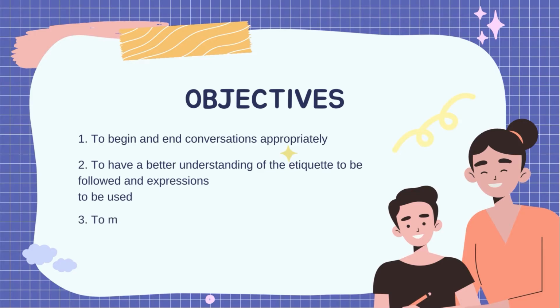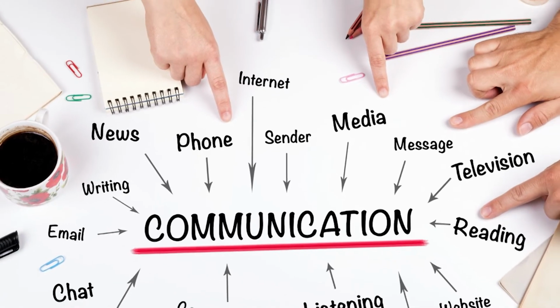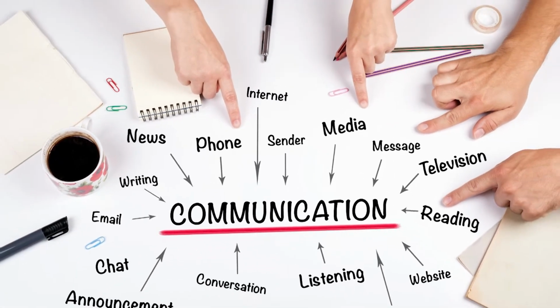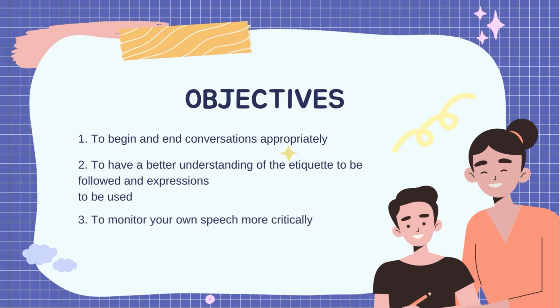And the third objective is to monitor your own speech more critically. Again, this is very important because what we are saying should be communicated really well to others. Otherwise, the communication will be disgruntled, right? So these are the three objectives that we need to keep in mind when we are making a conversation with other people. So let's look at what etiquette is.